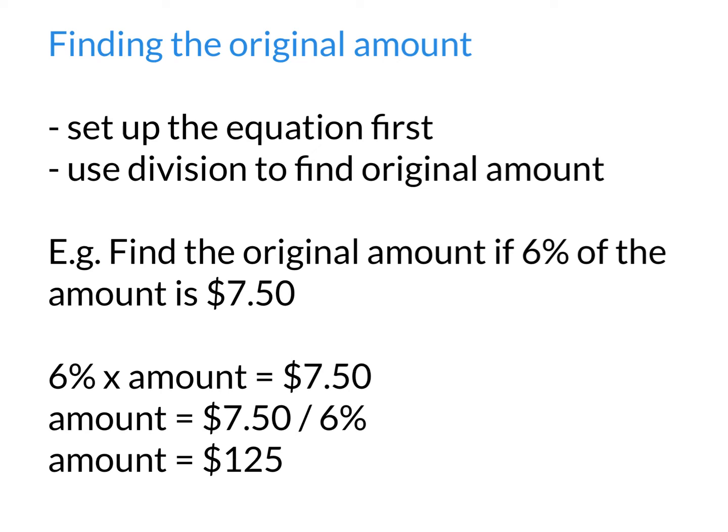So in our example, we're going to find the original amount if 6% of the amount is $7.50. So 6% of something equals $7.50. Setting up that equation, 6% times the original amount is equal to $7.50. And the opposite of times is divide. Therefore the amount is equal to $7.50 divided by 6%. Putting that on your calculator, you can do it as a fraction or use the divide button. The amount is $125.